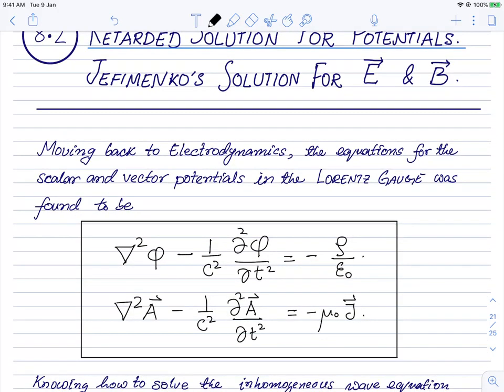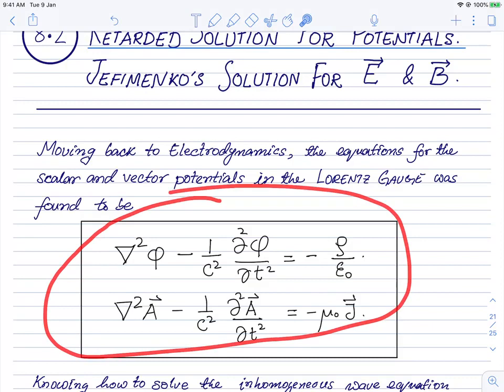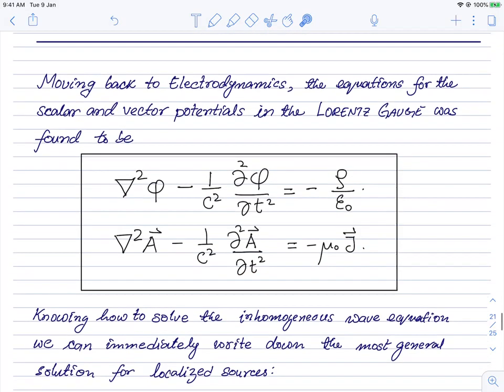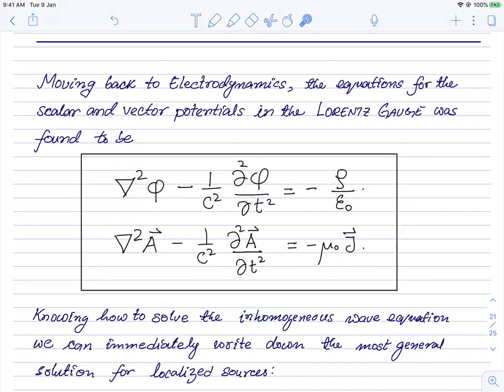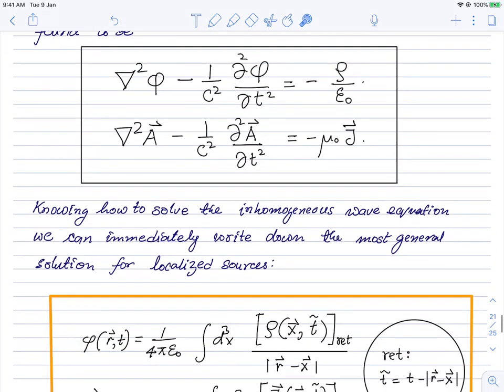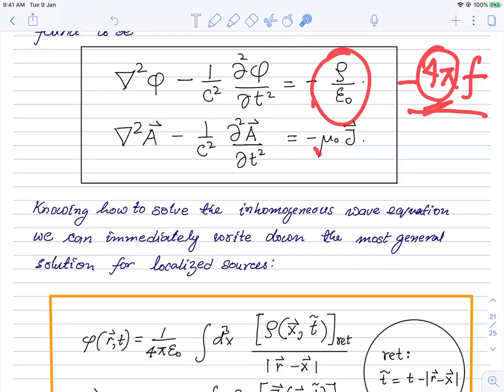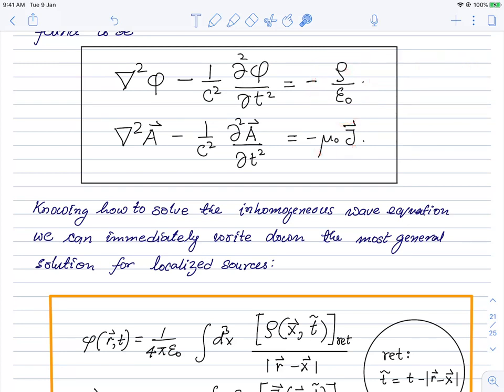Now, equipped with the fact that we know how to solve the inhomogeneous wave equation, let us look back at what were the equations for the scalar and vector potential we needed to solve. We needed to solve this particular set of equations, and now we know the solution to that. So here the source, I was calling minus 4 pi times f. The minus sign is already present here. We need to take into account this 4 pi factor, and so divide both rho and j by 4 pi if we want to use that solution.